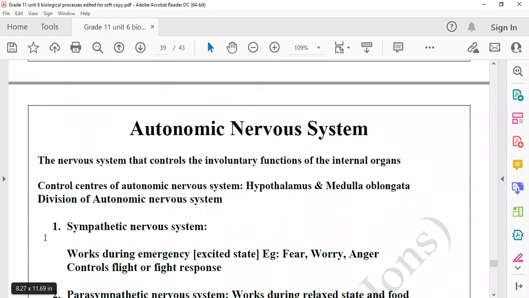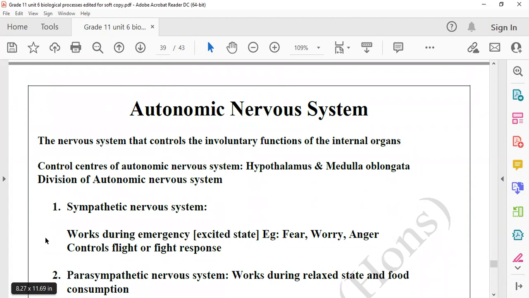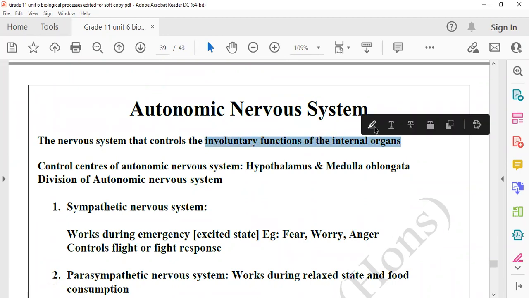Fine. In the human body, one part of the brain controls what kind of functions? Read this one. Involuntary functions of the internal organs. For example, our heart is beating. Is this heart beating voluntary or involuntary? Involuntary. Its beat is not in your control, correct? Yes, sir. Is it good or bad? Good. Why? Because we can't control all of them.